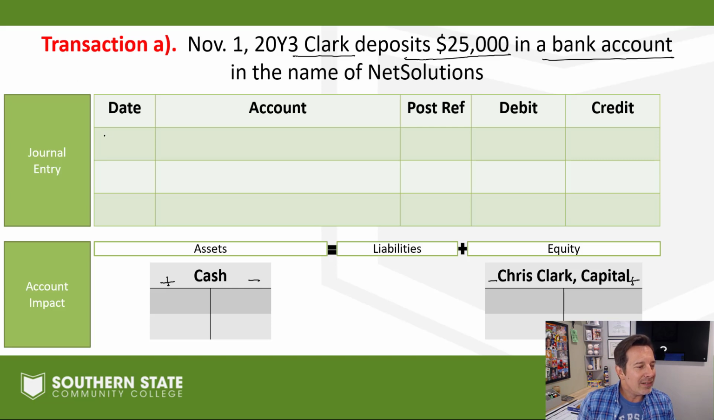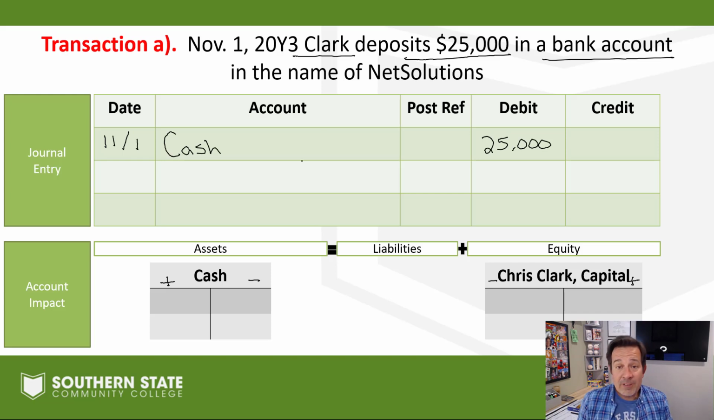Our journal entry. We're going to put a date. 11/1. Now, when you're making journal entries, you don't have to put the date on every single line. Put it one time per transaction at the beginning of the transaction. I need to make that cash account go up. It's going to go up on the debit side, so I'm going to start with my debit. I want to write out cash. 25,000 was the amount. That's my debit.